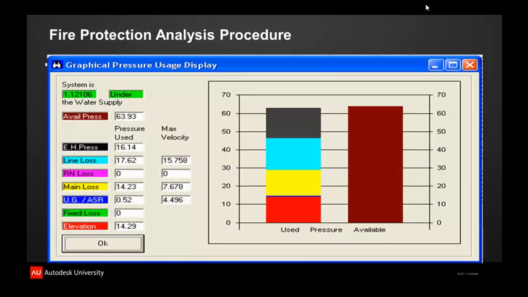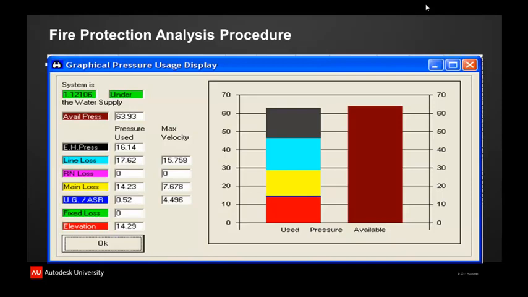Those are the friction losses to get the water through the branch lines. That's the light blue of about 17 pounds. The yellow, which is the mains, about 14 pounds. The underground and the riser piping was very little, 0.5 pounds. And then the up is the elevation pressure of 14.23.